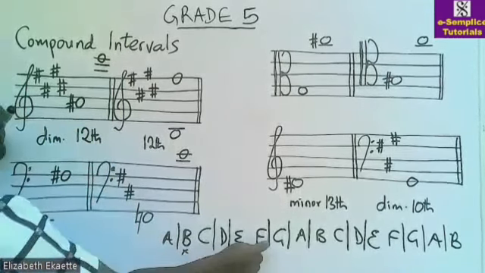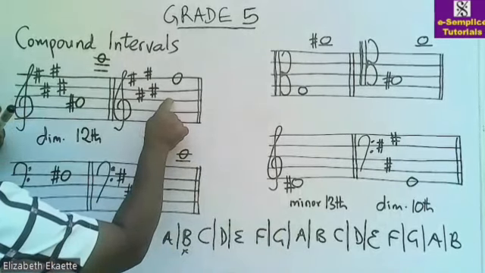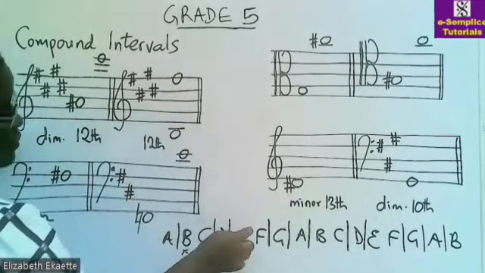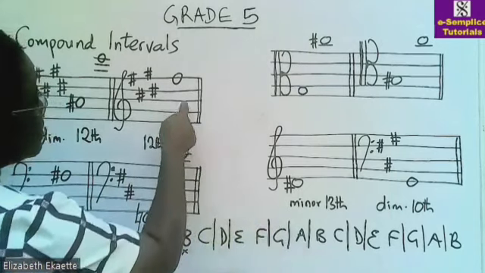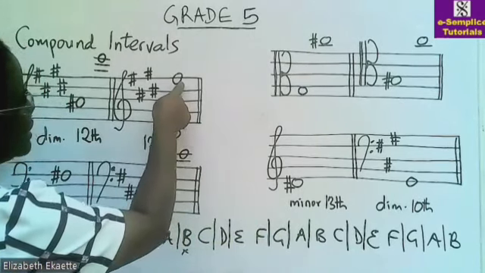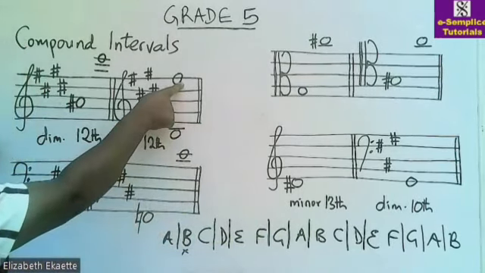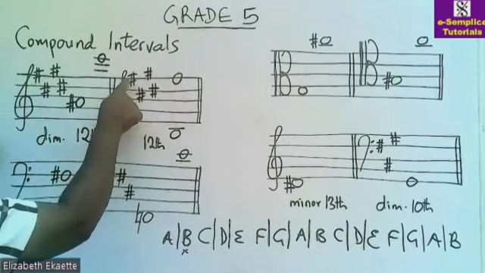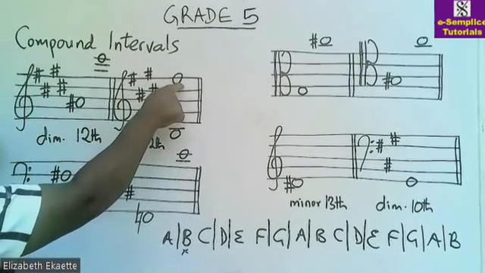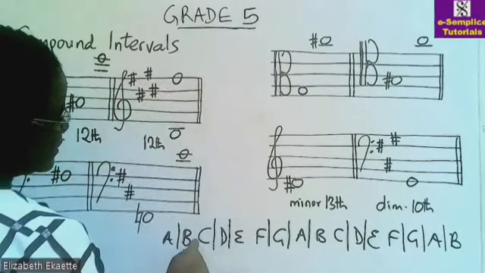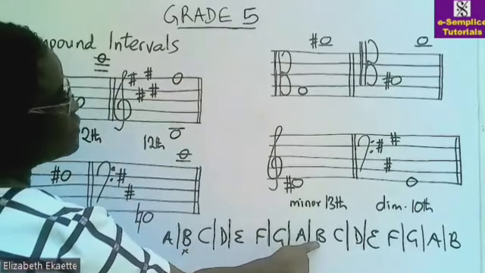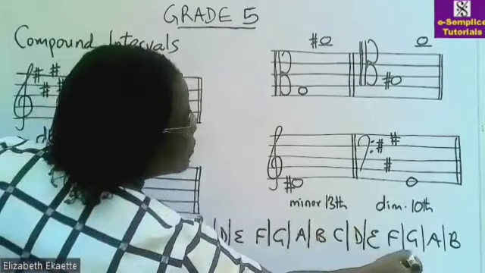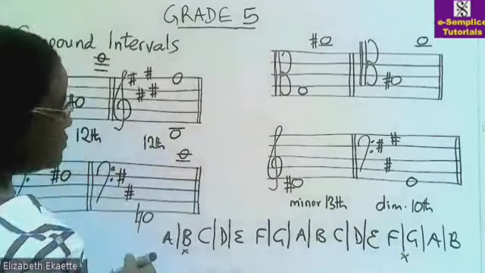Now I skip, there's a B here. So I skip the first B and I head for the F sharp. Remember, there's a sharp on F. So F sharp above the next B. So this is my first B. So I head for this F sharp here.